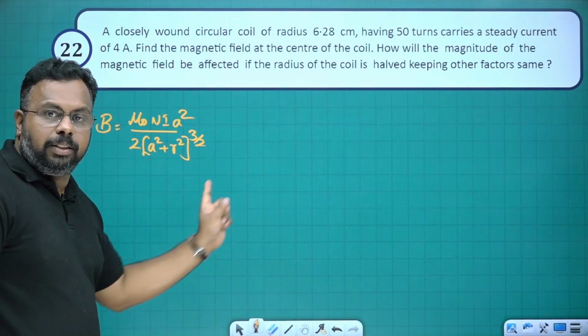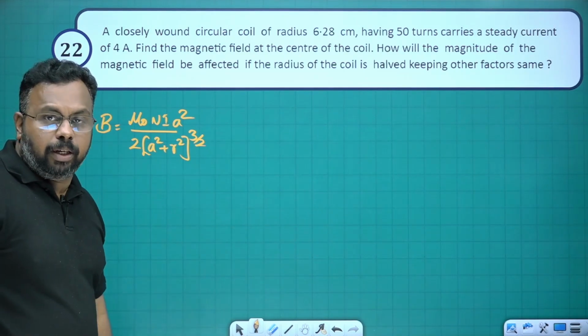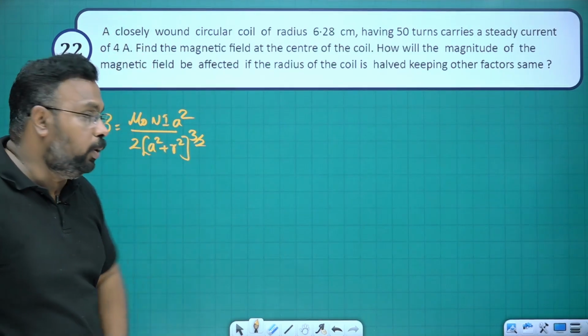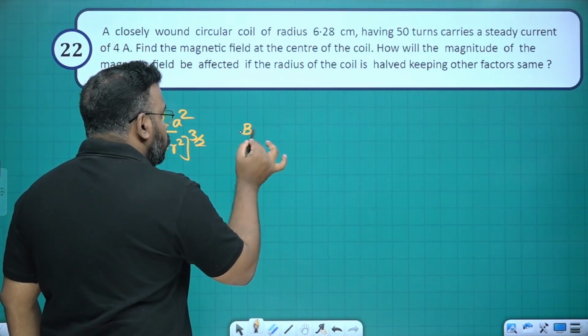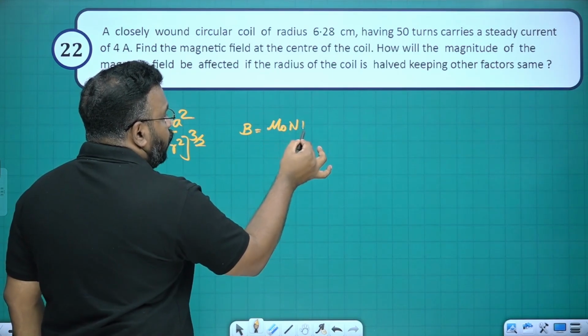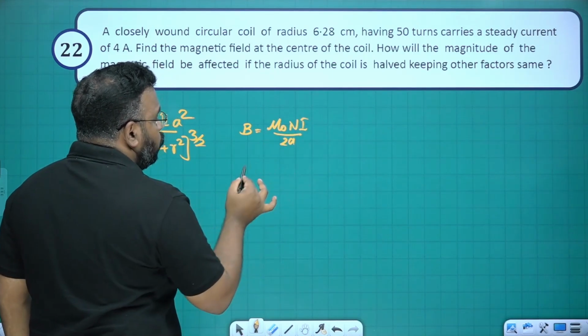A is the radius and R is the distance from the center to the given point. But here in this question, they're asking for the magnetic field at the center of the coil only. So B equals, at the center, the R value will be 0. So we get mu naught N i by 2A.